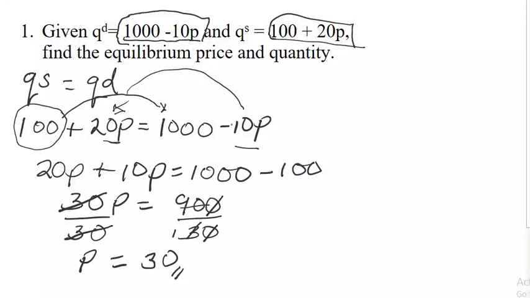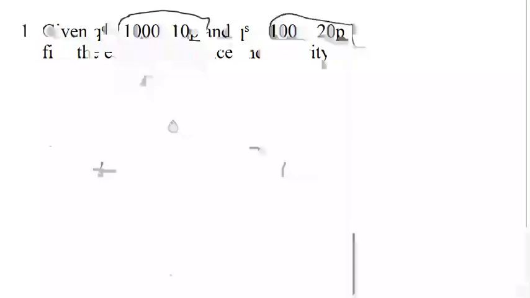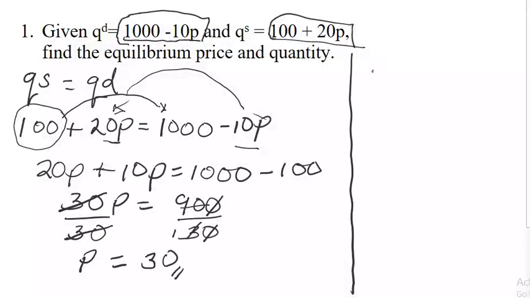Now that we've gotten the equilibrium price, the question says find the equilibrium price and quantity. So we need to find the quantity. To do that, we need to substitute the equilibrium price, which is 30, into the demand or supply equation. So we can work with any of them, you get the same answer. So let me work with quantity of supply. Q for quantity of supply equals 100 plus 20p. That's the equation for quantity of supply here.